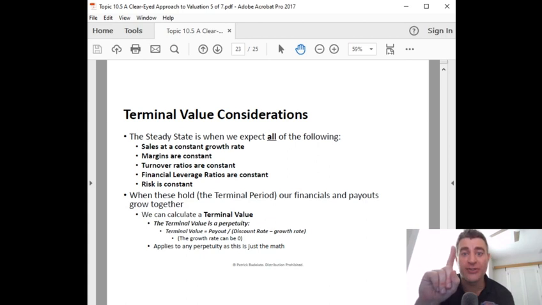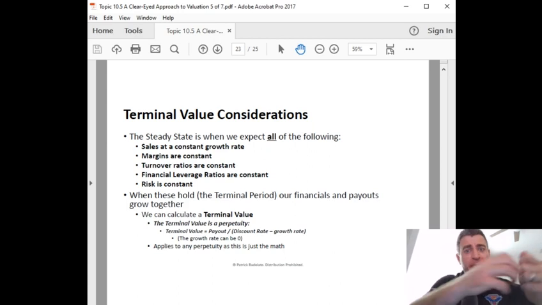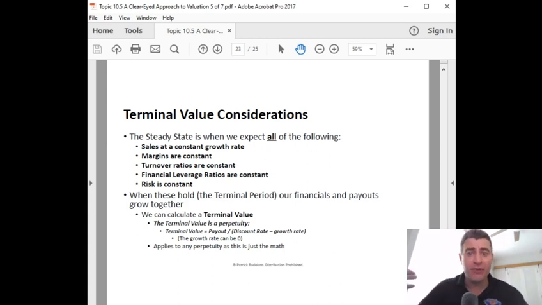Sales: all levels of sales grow at different rates. If you are splitting them into geographic regions, at this point you're going to let them all grow at maybe global GDP. Margins are constant. If you're going to argue the margins are going to get better between now and 10 years, fine. But once they're in the steady state, you're saying that the core profitability has been achieved.